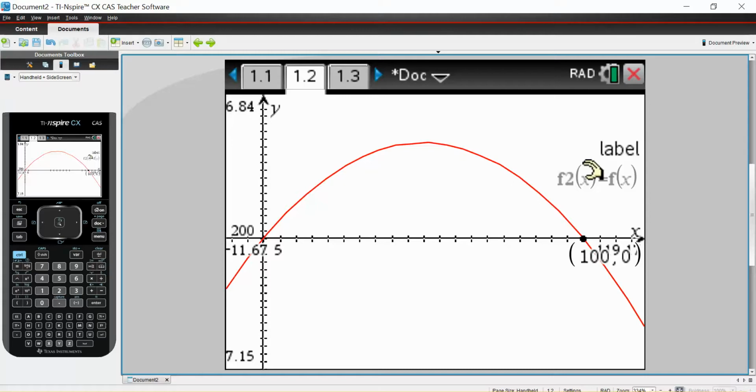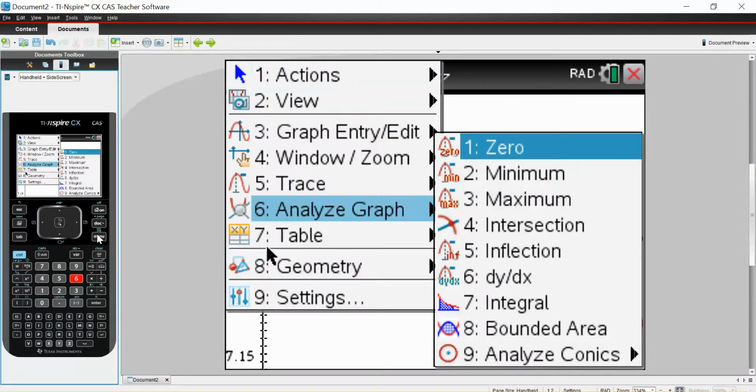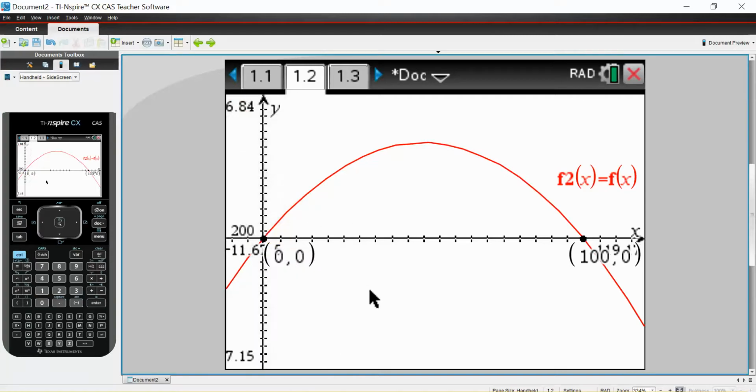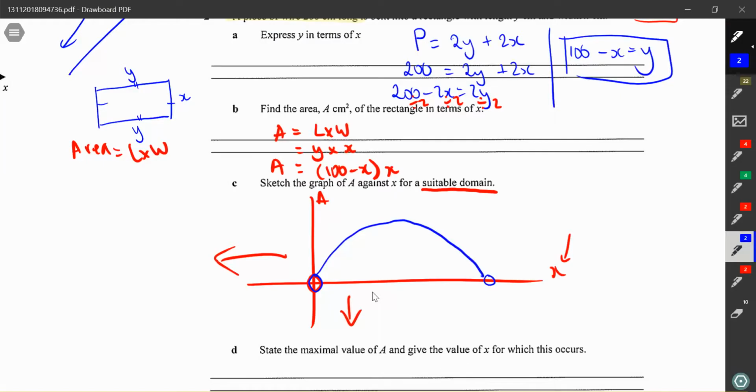So now I know it's 100, 0, and if you want to find the other x-axis intercept, Menu, 6, 1, and same thing again. It should be 0, 0. There you go. Got your coordinates. So I go back. This is how I would label it. I would say 100 and 0, but use an open circle. Keep it as an open circle there.